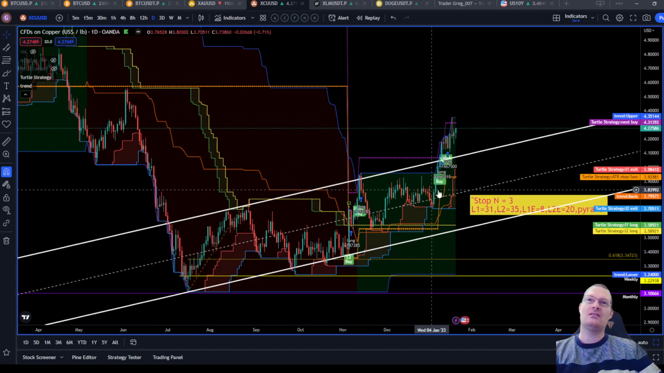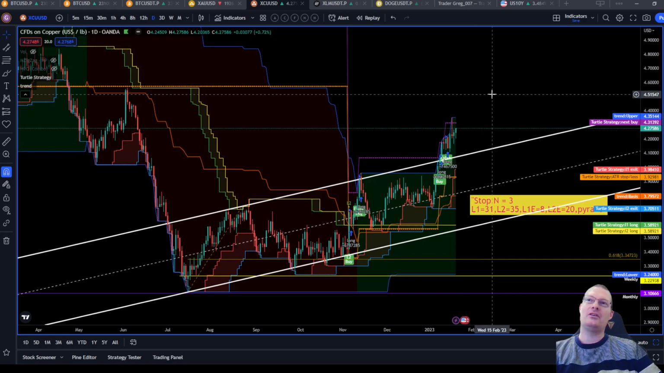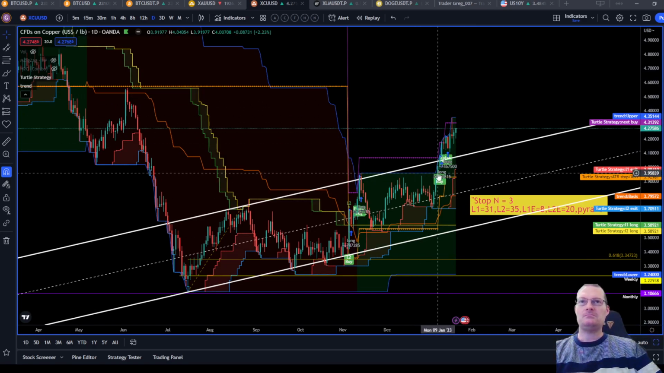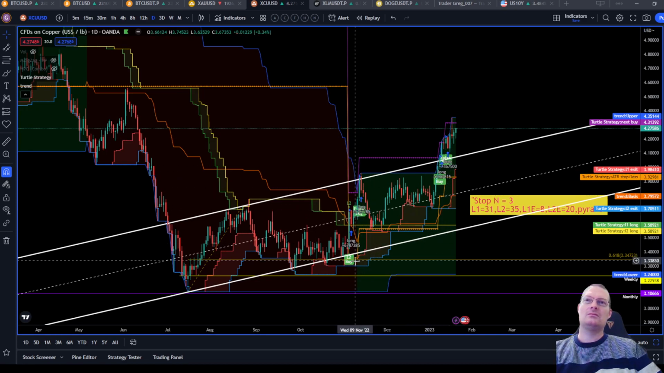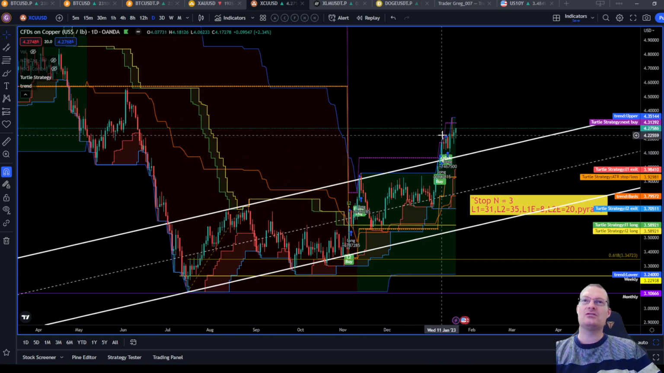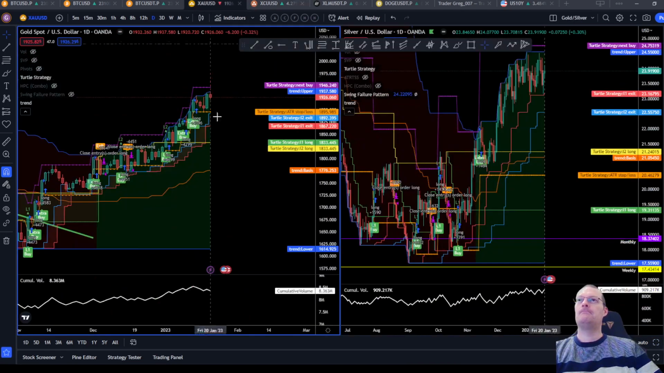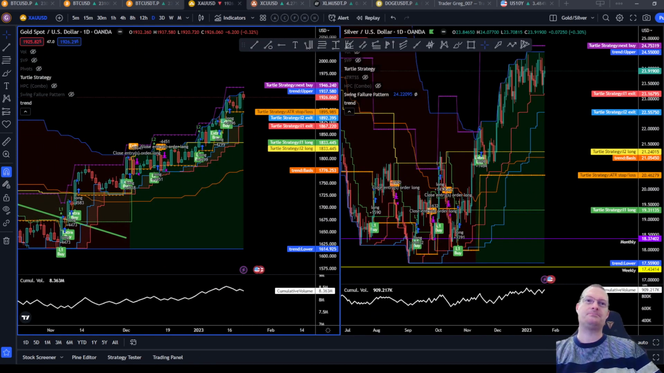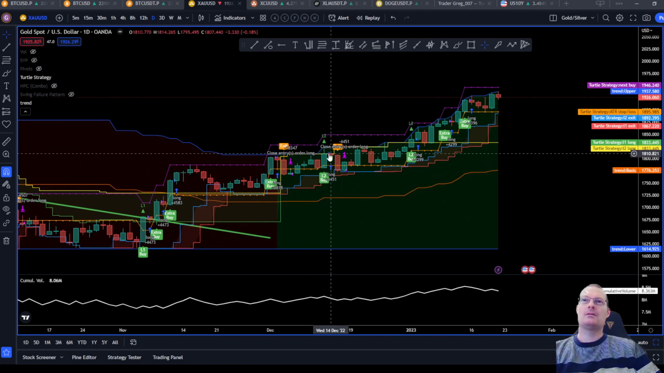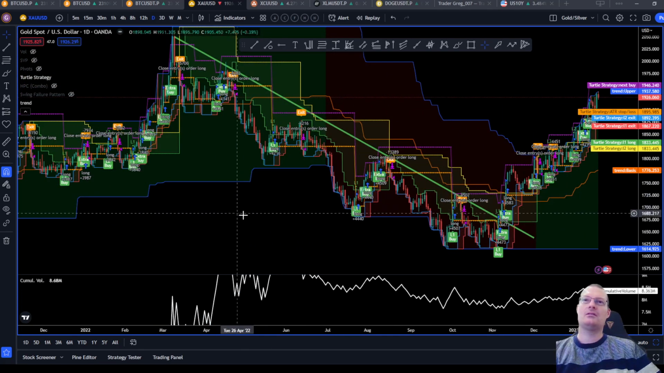Also here, upward sloping channel, did break out. Maybe we come back for a retest before going higher. But also, how much? 1, 2, 3, 4 buy signals already. Gold. Also, same here, nice uptrend.